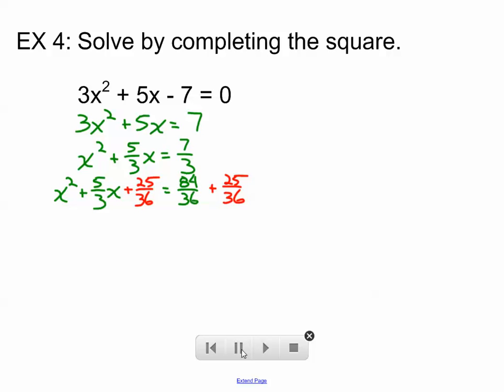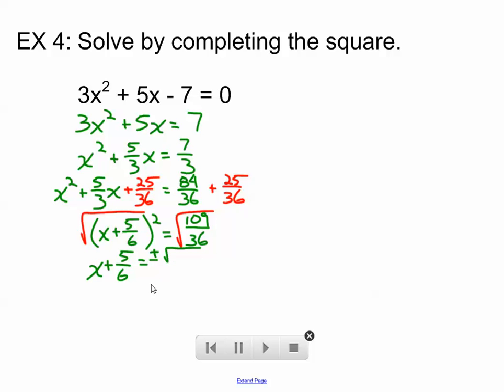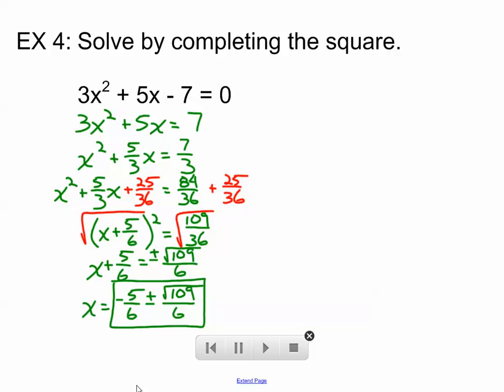Let's rewrite 7/3 so we can get a common denominator here. Write this as the square of a binomial. X plus 5/6 squared equals 109 over 36. We'll take the square root of both sides. X plus 5/6 on the left, plus or minus the square root of 109 over 6 on the right. Subtract 5/6 from both sides. Not pretty, but we're done.